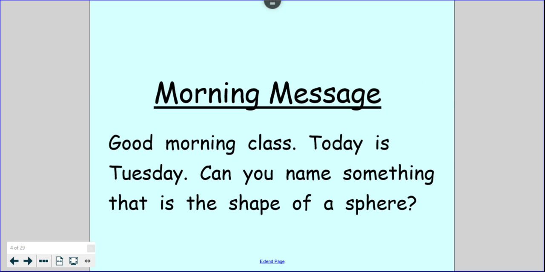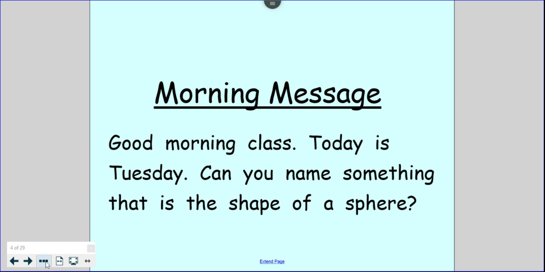Let's think. A globe is the shape of a sphere. A basketball is the shape of a sphere. A baseball is the shape of a sphere. Can you think of any other spheres? Tell someone in your family if you can think of another sphere besides what Mrs. Giffin said.